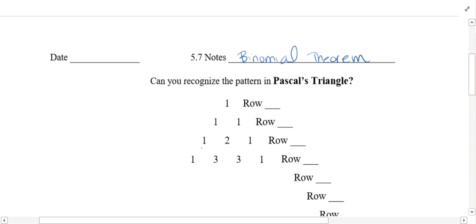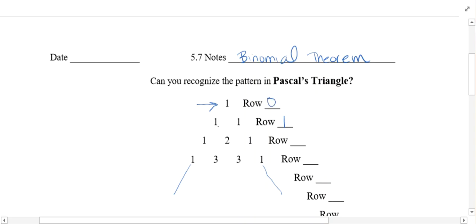So it always starts with ones on the outside going this way. These are always ones. The first one here is always a 1. And then we have a 1, 1. This is called row 1. The first one is just called row 0 because there's just a 1 there.